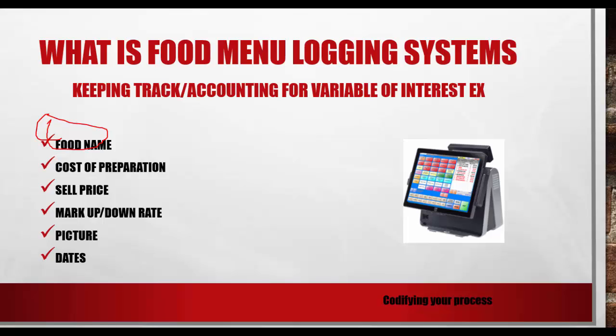So what is a food menu log system? It's keeping track of or accounting for variables of interest, in this case the food menu. These are the variables of interest that we're looking to keep: food name, cost of preparation, sell price, markup or markdown rate, picture, the dates, and also the work instruction for the food. So doing this, we are codifying our process, which is over here.